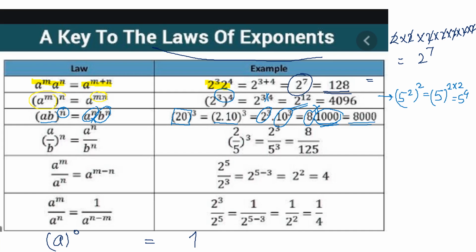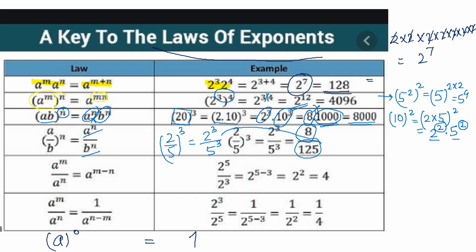Getting it? Even I can write 10 to the power 2. I can break 10 into its prime numbers as 2 into 5 to the power 2, which can be written as 2 to the power 2 into 5 to the power 2. Getting the concept? It means when the bases are different and the powers are same, they can be broken. Now, a by b to the power n means a to the power n by b to the power n. So 2 by 5 to the power 3 means 2 also has a power of 3 and 5 also has a power of 3, which will be simplified as 8 by 125.